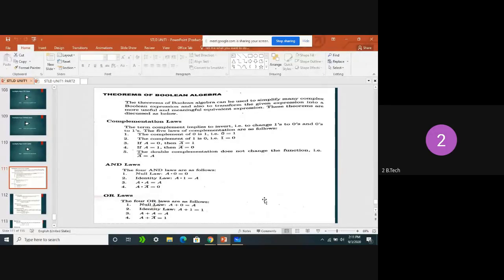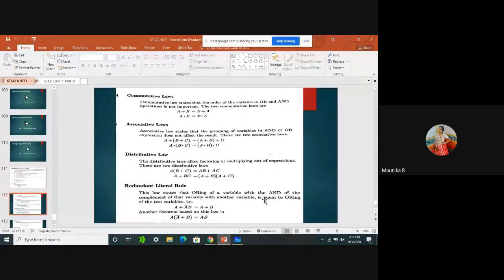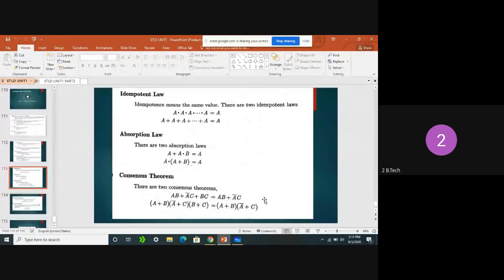Is that clear, all of you? Yes, sir. Okay, I think so. Redundant rules also, all these rules are completed. So we need to discuss from this now. Idempotent law. Okay.